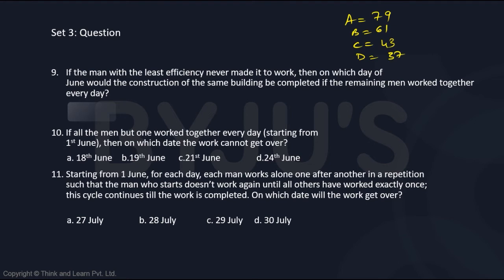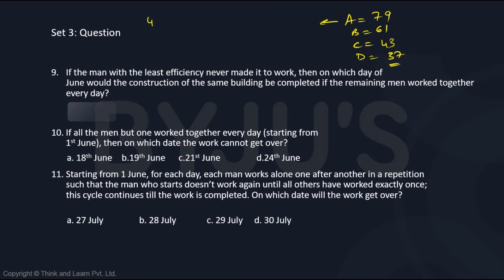Now let's start looking at the question. If the man with the least efficiency, that is 37 units of work, never made it to work, then on which day of June would the construction of the same building be completed if the remaining men work together every day? First of all, we need to look at the quantity of work. To look at the quantity of work, remember, each person is working for how many days out of 30 days?